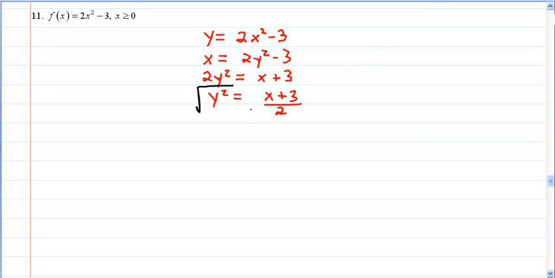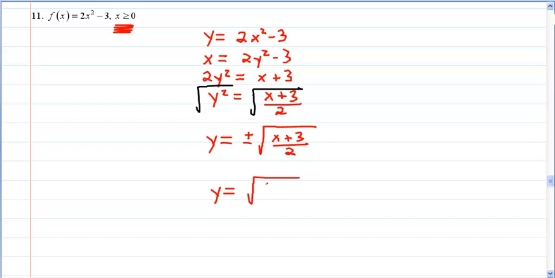So to solve for y, I take the square root of both sides, and this gives me y equals plus or minus the square root of (x plus 3) over 2. Since our domain in the original problem was x is greater than or equal to 0, we only want the positive square root, so it's the positive square root of (x plus 3) over 2, and then we just put the symbol back in for the inverse function. So f inverse is equal to the positive square root of (x plus 3) over 2.